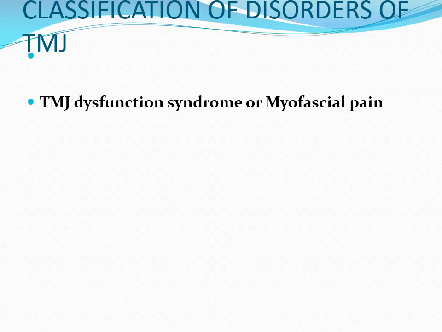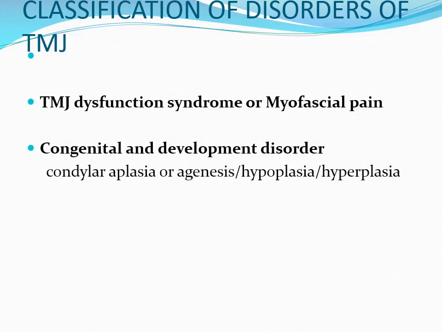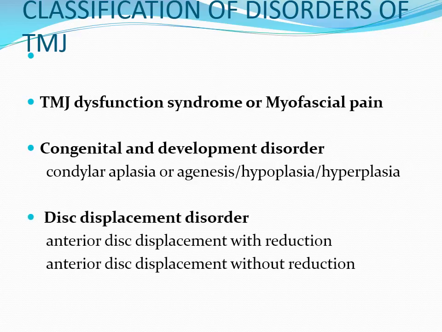The classification of temporomandibular disorders. We have the temporomandibular joint dysfunction syndrome or myofascial pain. This is the one we see majorly in oral medicine clinic. We have congenital and developmental disorders, and under these are condylar hyperplasia and condylar aplasia. We have disc displacement, which could be with reduction or without reduction.